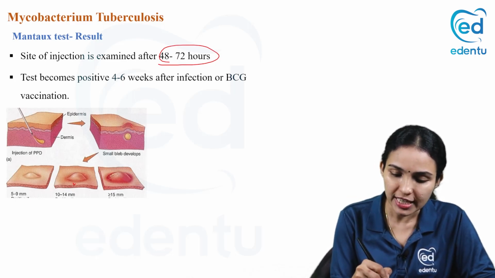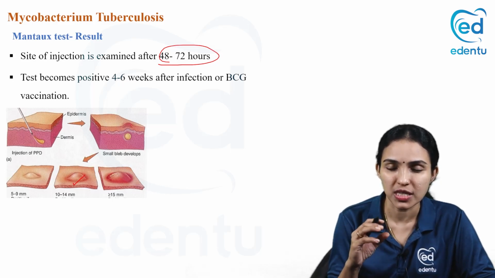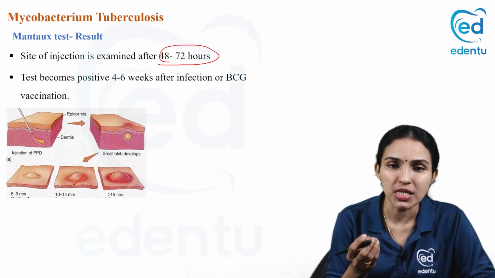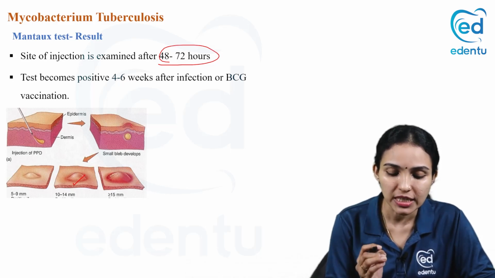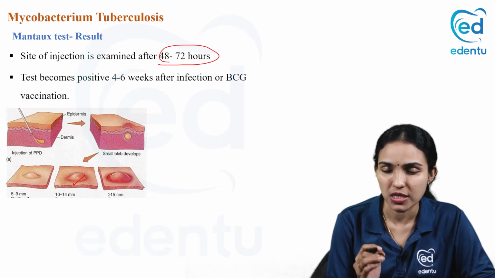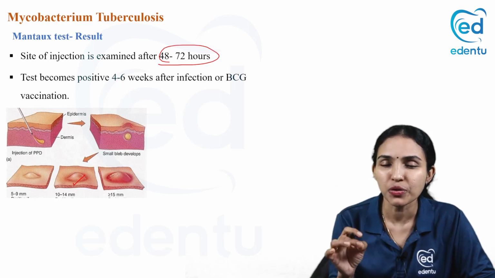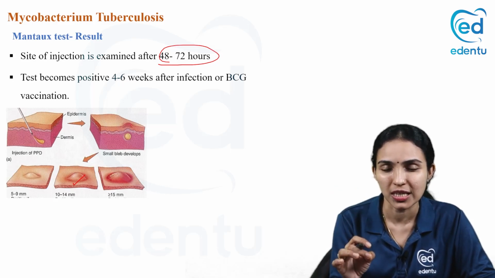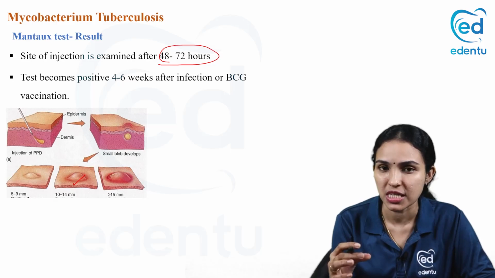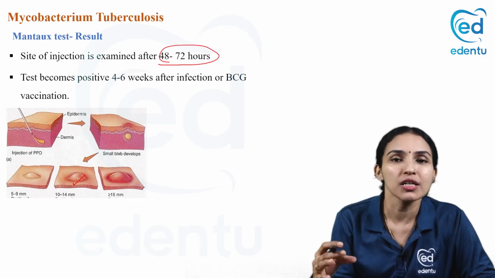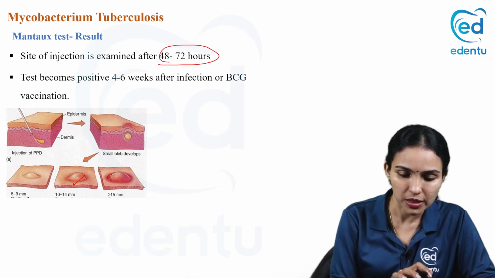If it is more than 10 mm, you consider it as positive. It's not just redness, there should be some induration. Then only you consider the test as positive. So if it is more than 10 mm, you consider it as positive. This is because when this person has already been exposed to TB bacilli, now you're injecting tuberculin antigen into the skin. He develops a delayed type hypersensitivity reaction, and that is why at the local point there is induration and erythema.